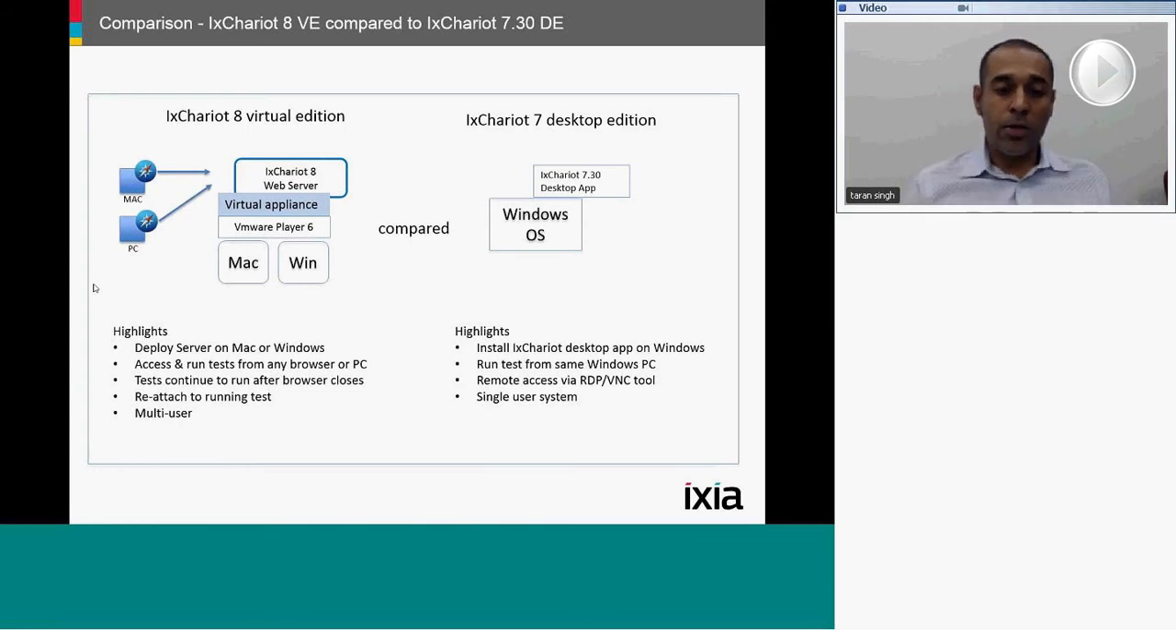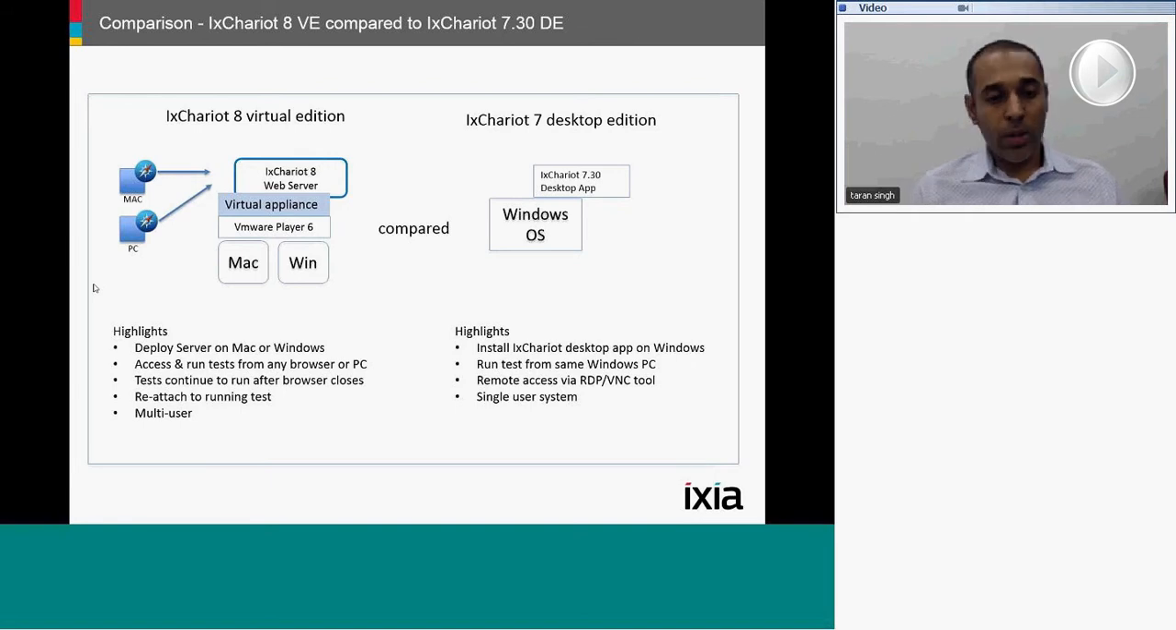That, compared to the desktop edition, is really a Windows application that you install on a Windows PC. So if you look at the highlights of Chariot 8, you can deploy the server on Mac or Windows, which is different than the desktop edition. All the tests can be accessed and run from a browser or PC. Tests continue to run after the browser closes. And then, you can move to a different PC, reattach to the browser session, and continue to run the test. And inherently, this is a multi-user system.